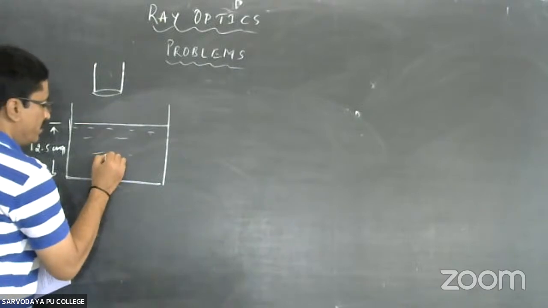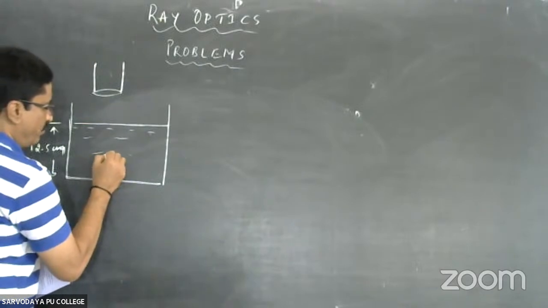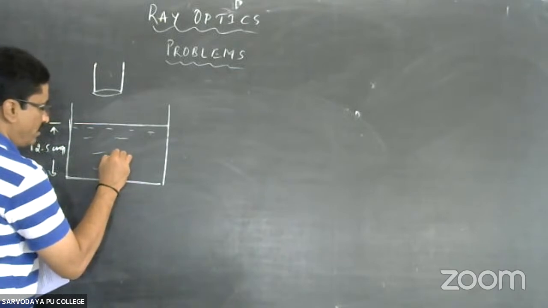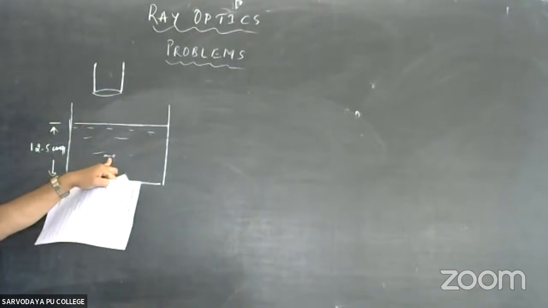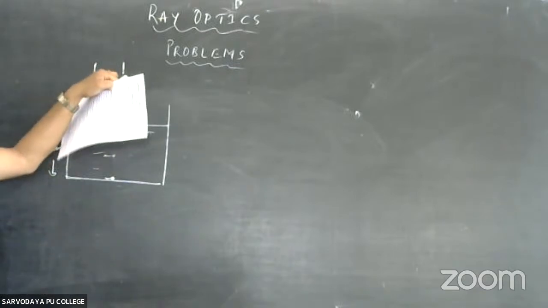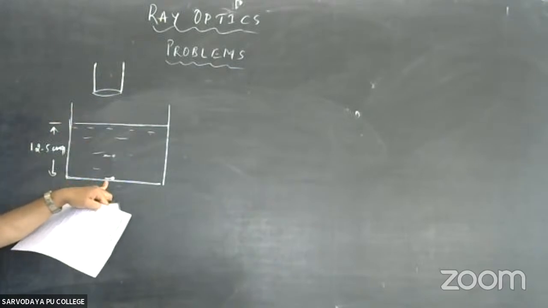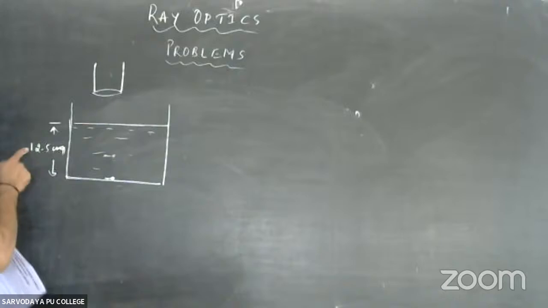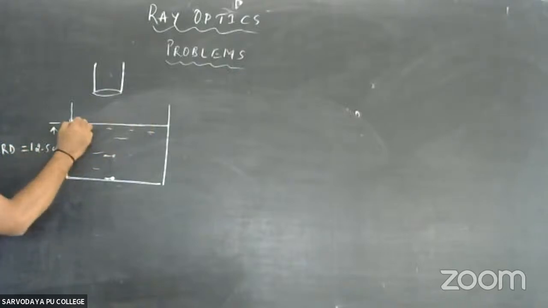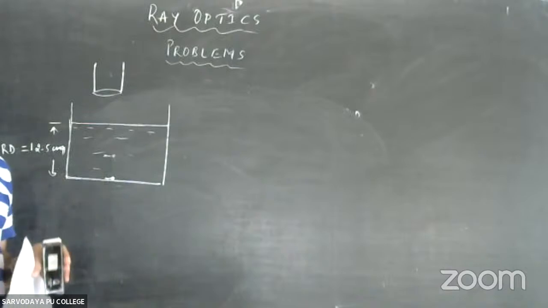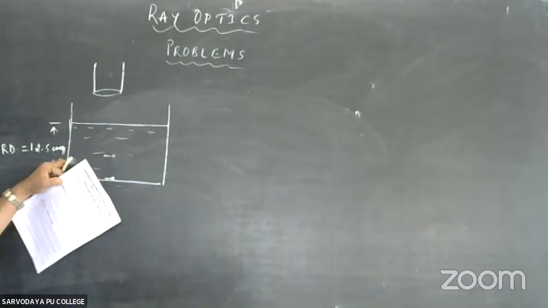Basically, the needle appears to be raised. There will be an apparent shift in the position. This is the virtual image that the observer will see when he observes this object present inside the water. Therefore, whatever 12.5 centimeter has been given is the real depth. This is the real depth of the object with respect to the surface where we are considering the refraction of light. That is, real depth is 12.5 centimeter.